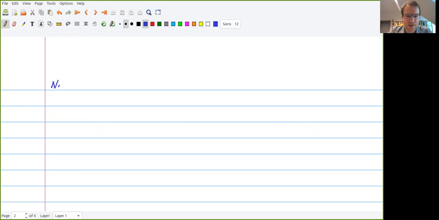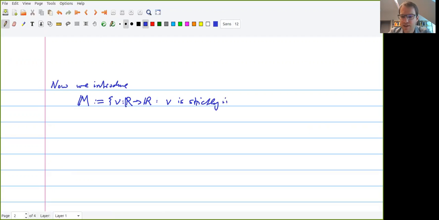Okay, how do we do it? Let me introduce the following set M, which is the set of functions from R to R, which are strictly increasing, strictly concave, and bounded from above.